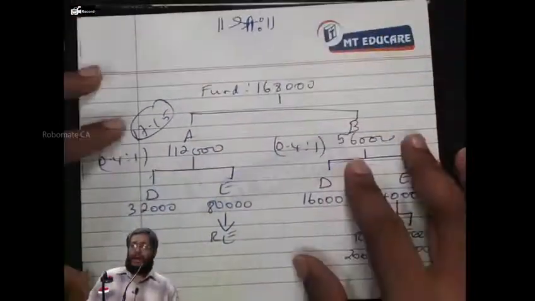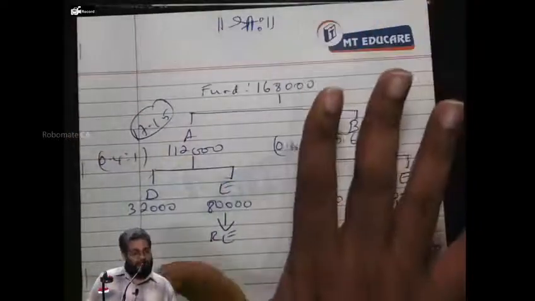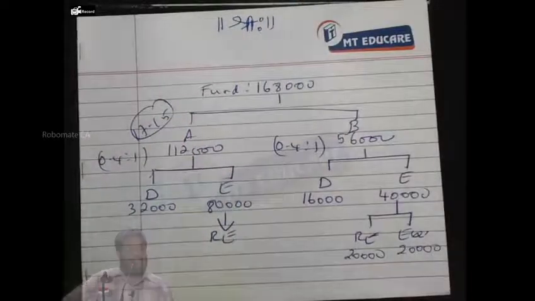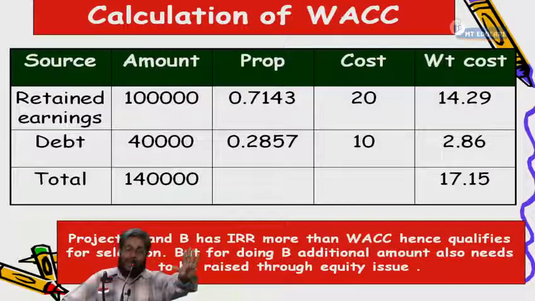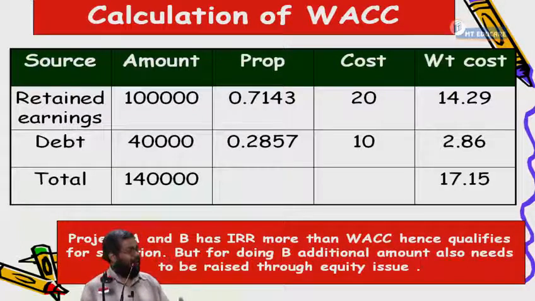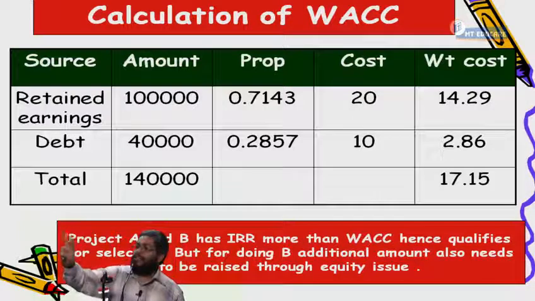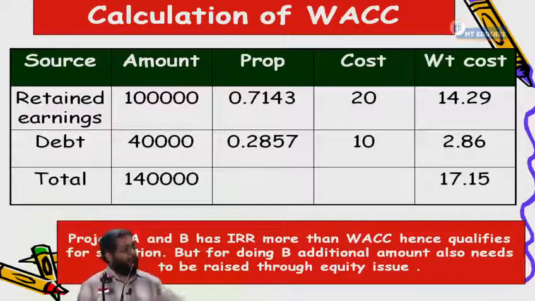Okay, now I have to put the slide. So just remember this number before I go to the slide. If you are all concentrating, tell me what is the money totally required? 1,68,000, in which A requires 1,12,000. Debt is 32,000 and equity is 80,000. That equity comes from new issue or retention? Retention. After doing A, I still have 20,000 rupees left for retention. Yes or no?